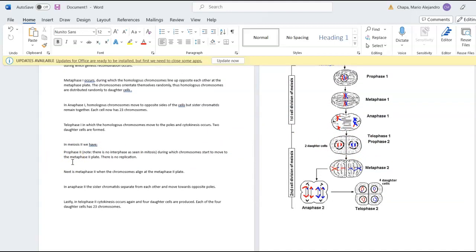Now we're moving on to meiosis 2, starting off with prophase 2. During prophase 2, chromosomes start to move to the metaphase 2 plate. There is no replication.